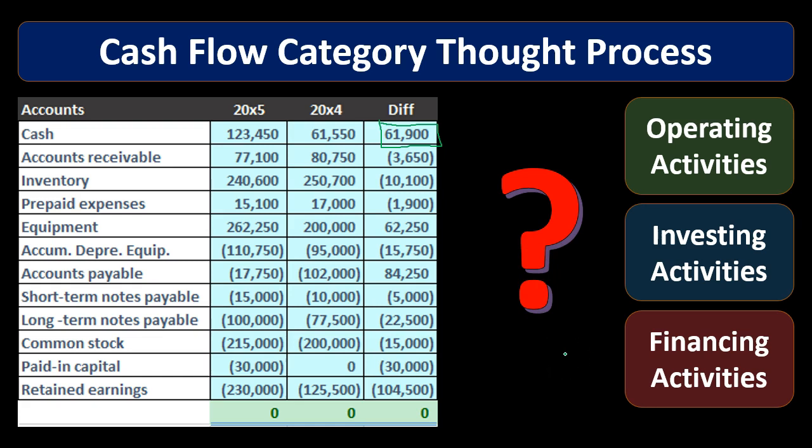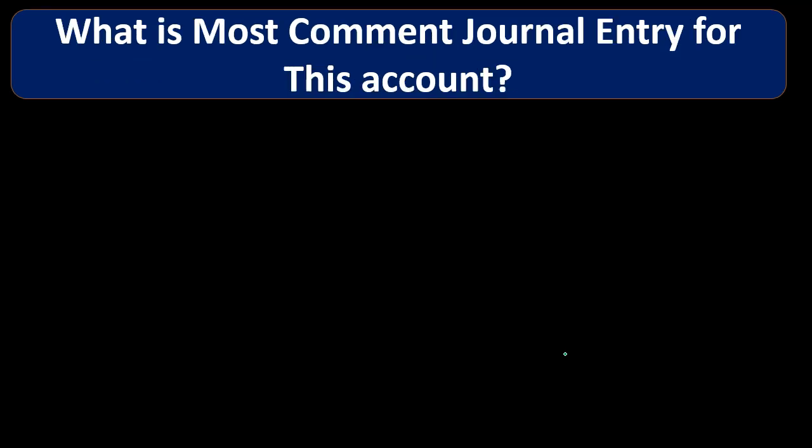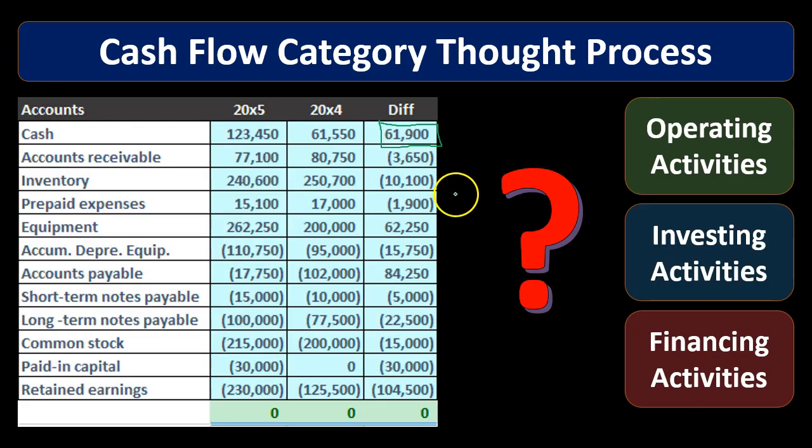Our goal here is to go through a thought process to see if we can think through more clearly which category these should belong to. So what's the most common journal entry in this account? It's going to be our first question. Whatever account they're giving us here, we're going to say, let's think about the most common journal entry that's related to this account. There's typically going to be 1 or 2 journal entries that are very common, and we want to just write that down first.